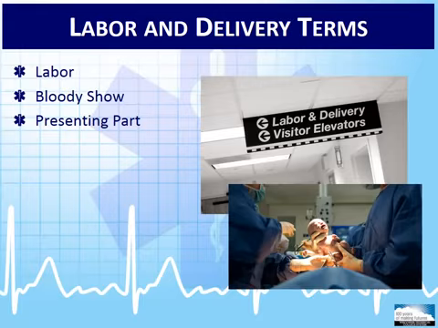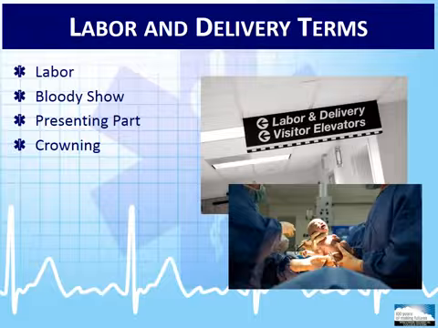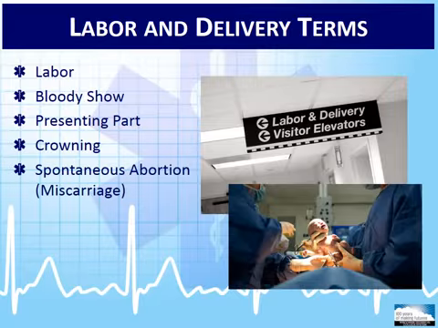Presenting part is the body part of the baby that exits the labor canal first. While this is commonly the head, given a typical delivery, it can also be an arm, leg, or buttocks. Crowning is the appearance of the fetal scalp at the vaginal orifice during delivery. Spontaneous abortion, also known as a miscarriage, is the delivery of the product of conception early in pregnancy before the 20th week.